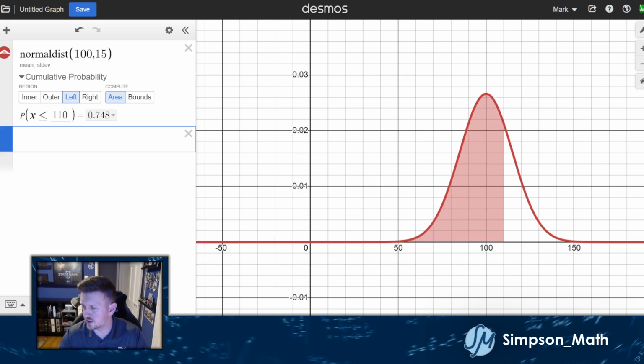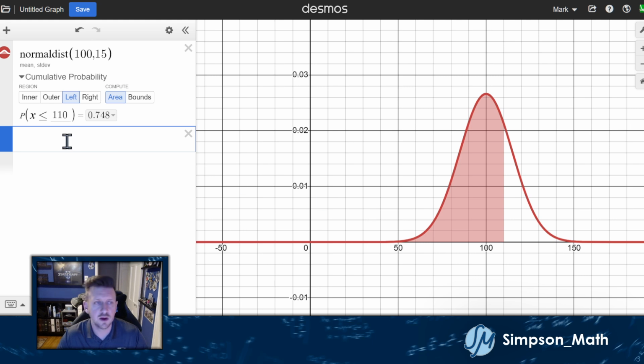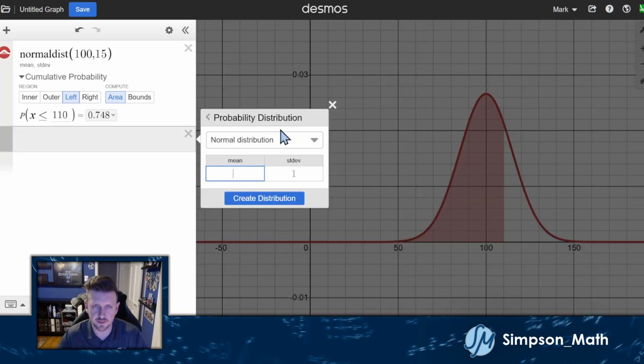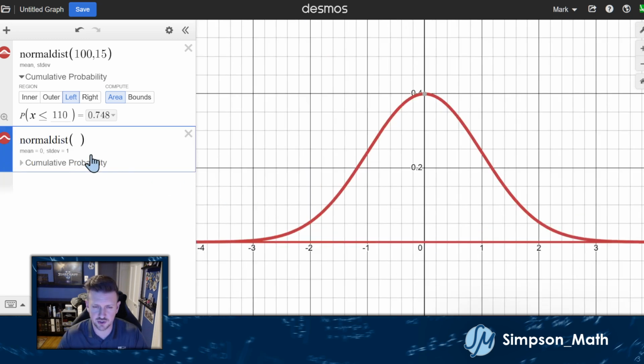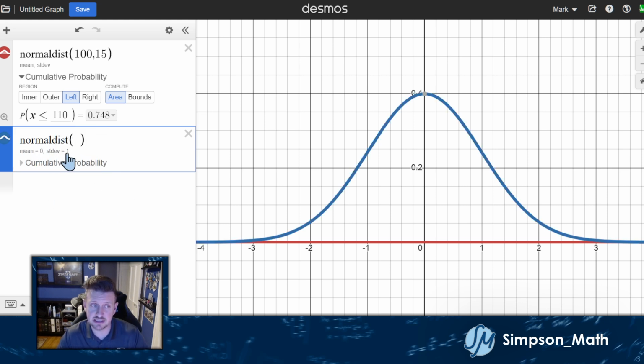I did talk about how I wanted to show you how you could use a z-score instead. So let me show you the other way. Like I said, we could do plus, inference, probability distribution, do my mean of 0, standard deviation 1. When I do, I'm going to change this color so it's blue. Notice I didn't put any values. I just left it at 0 and 1. It doesn't put anything here, but it is telling us in gray that Desmos is defaulting to 0 and 1 and just leaving it empty like that.